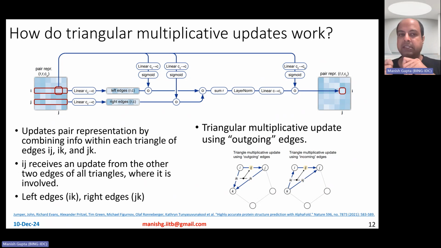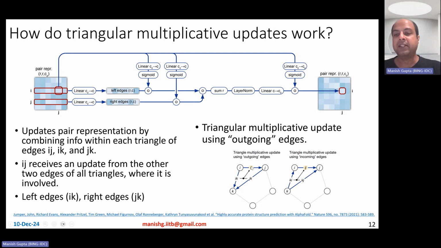So this is edge ij, which means the original node was I and the destination node was j. Let's look at all other outgoing edges from I, which are IK. You basically look at those triangles. These are outgoing edges. So if IJ was the original edge, you want to update the information there. You look at other outgoing edges IK, and then you update IJ based on IK's information and JK's information. You take both pieces of information and update the features for the edge IJ.